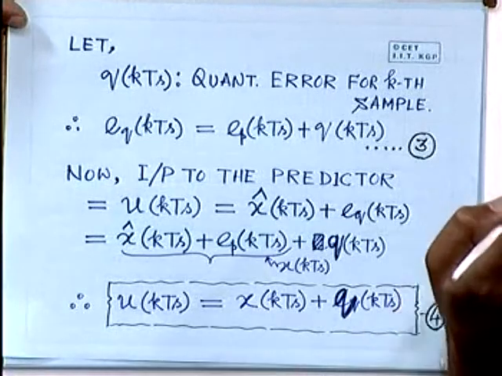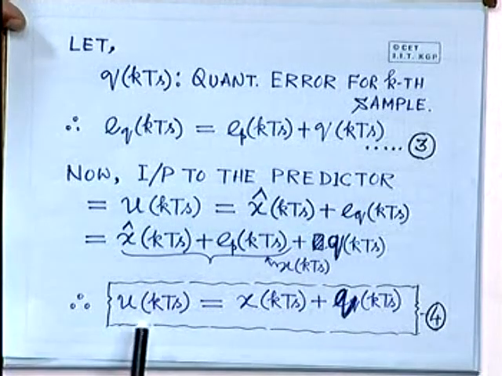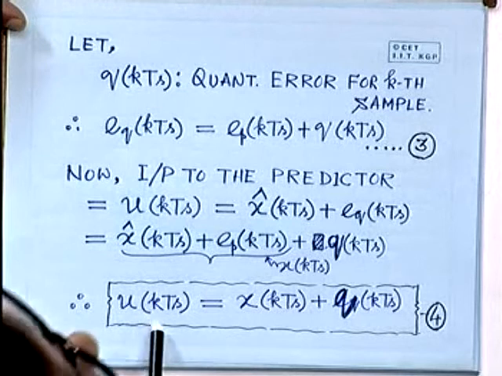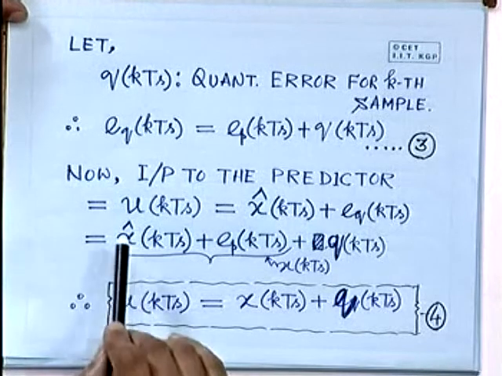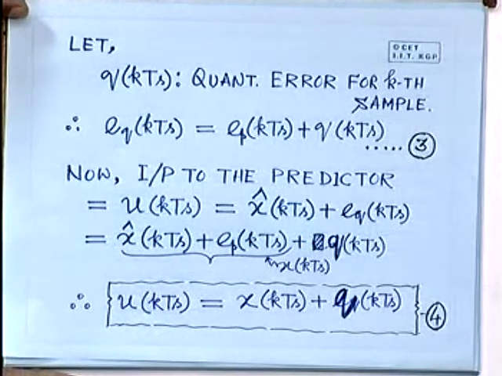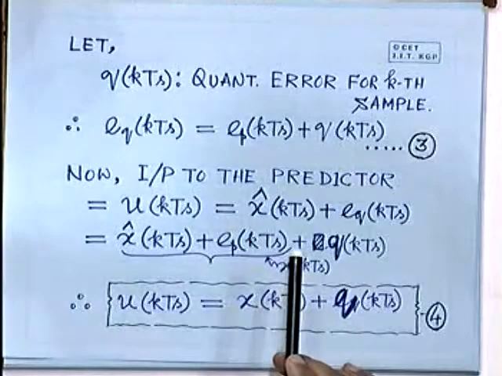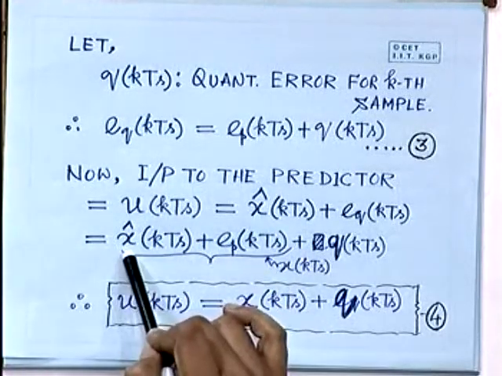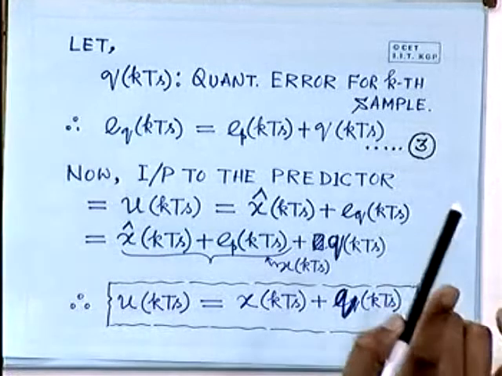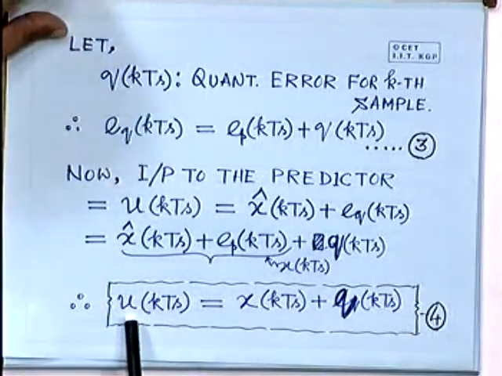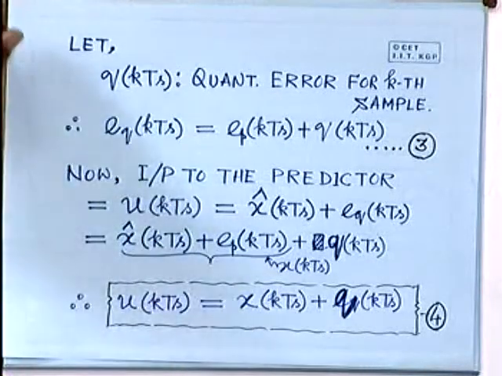Please note here, coming back to his doubt which he had, this U of KTS, the way I am introducing these notations here, is not used to generate X cap KTS. U of KTS is used to generate X cap K plus 1 TS. So, all these notations: EPKTS is the prediction error for the kth input sample. X cap KTS is the predictor output for the kth input sample. QKTS is the quantization error for the kth input speech sample. But this U of KTS generates X cap K plus 1 TS when fed to the predictor.